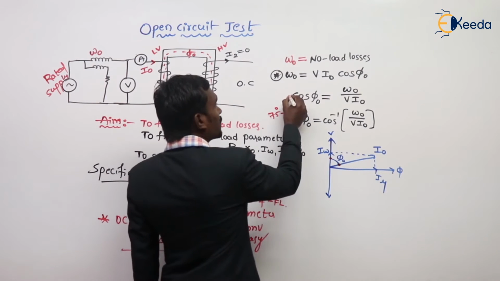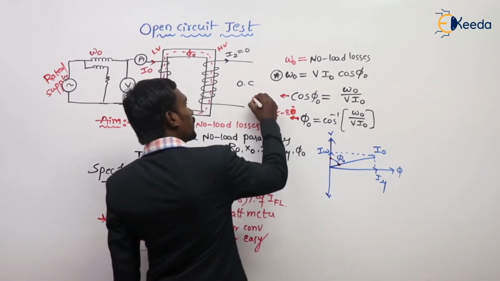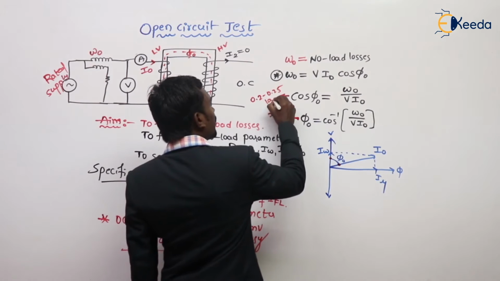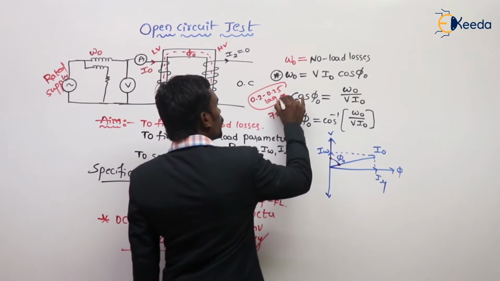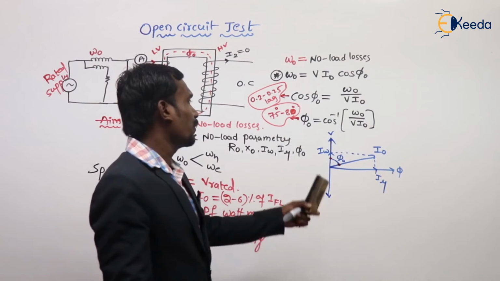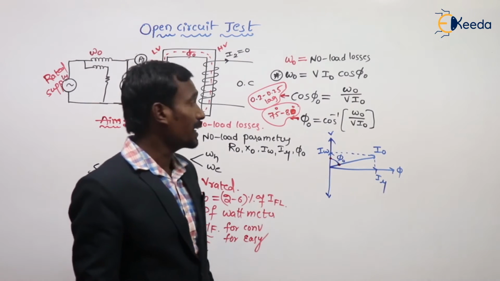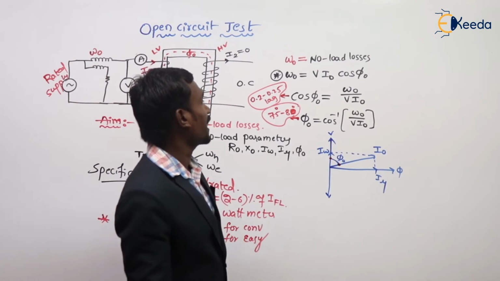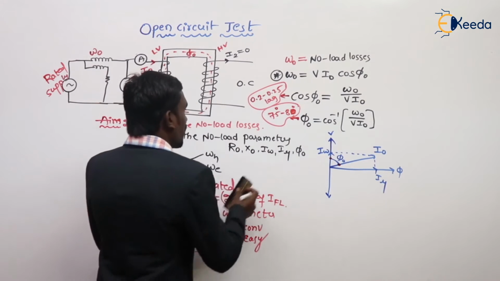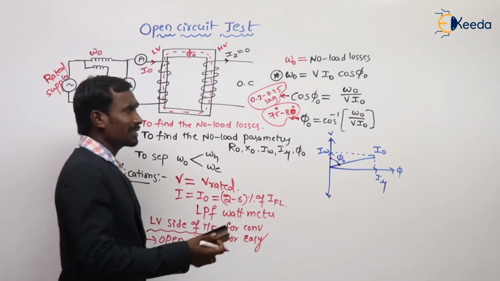And the cos phi value, the no load power factor for a transformer, is around 0.2 to 0.25 lagging, and this is around 75 to 80 degrees. We calculated the no load power factor and power factor angle. Next what we have to calculate? No load branch parameters: R naught, X naught, IW, I mu of I naught, right? So let's calculate here.